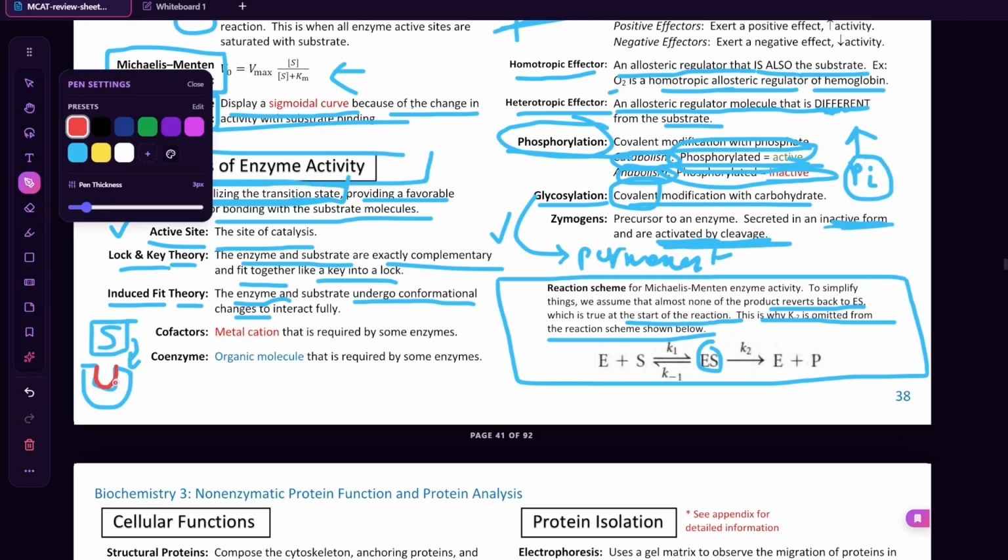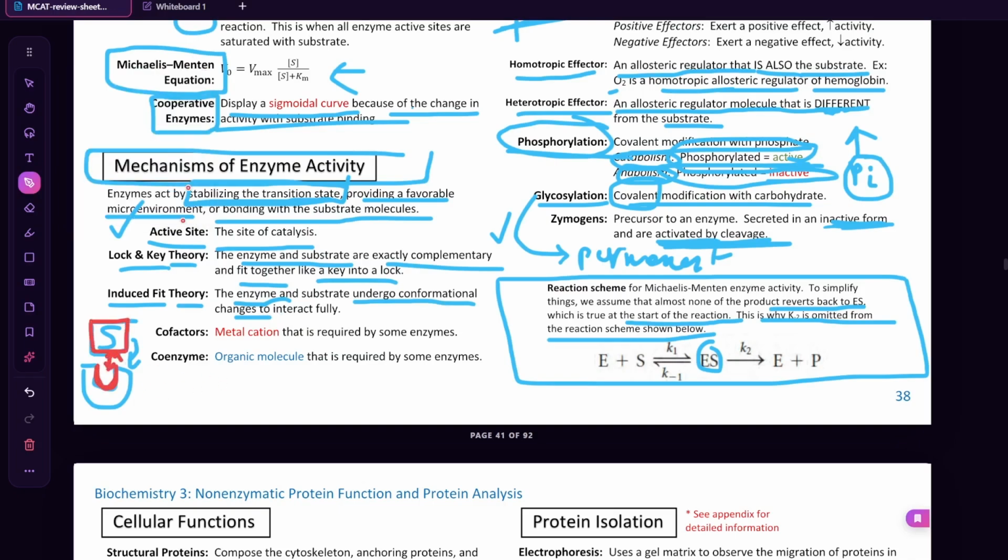So let's say this was more like rounded edges and this was rigid edges. So then when they come together, they're both changing shape. The ES complex over here is trying to change a little bit to be able to fit perfectly. And I believe this is the theory that's favored today in biochem.